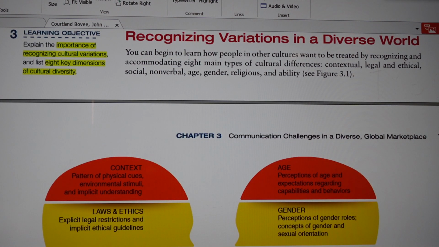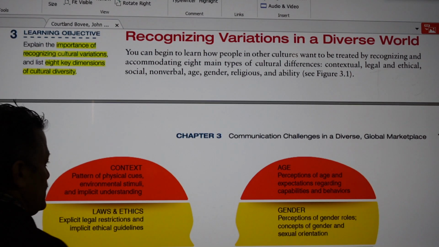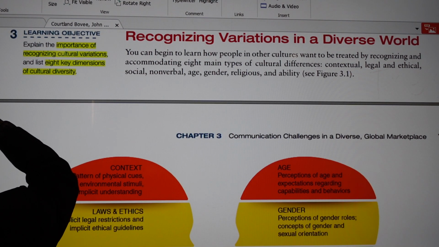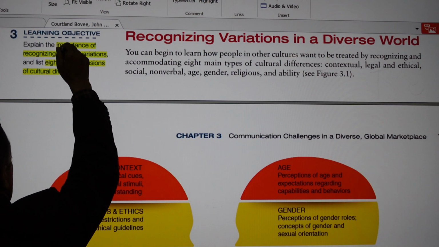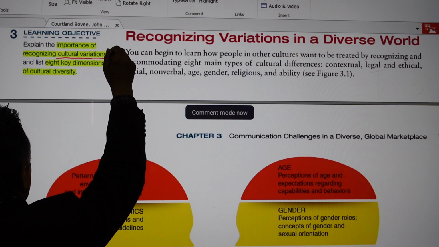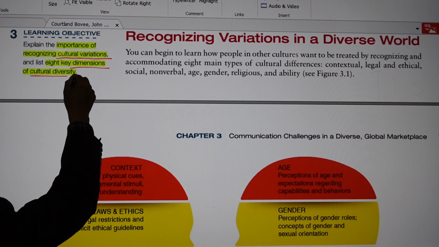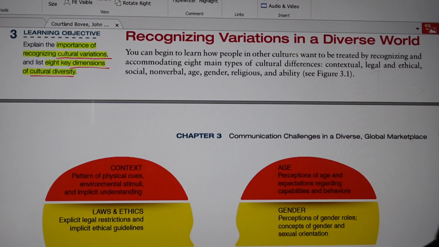Recognizing variety, recognizing variation. Now we'll read why we need to respect cultural differences and what are the 8 dimensions of cultural diversity.